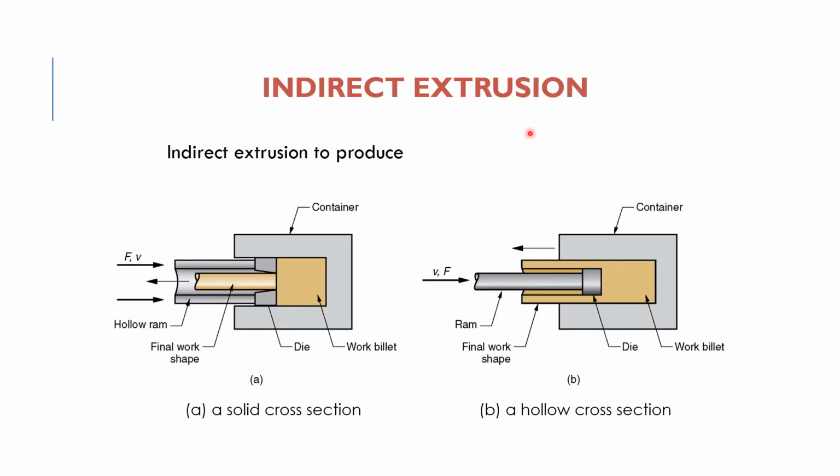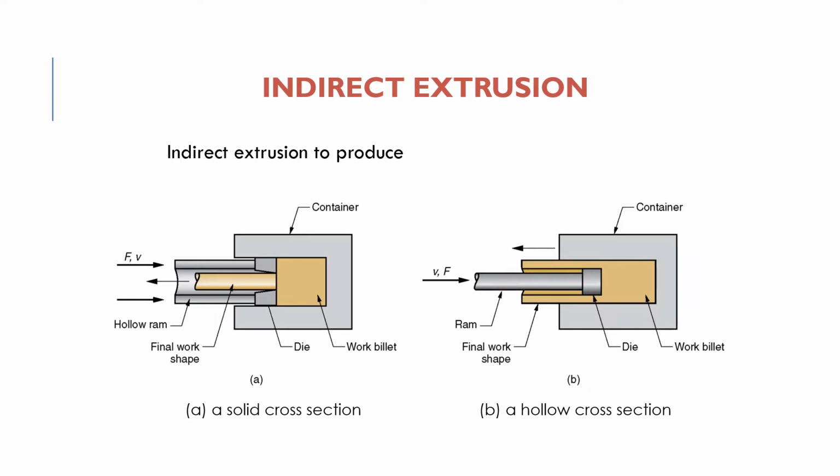So indirect extrusion is used to produce a solid cross section and also a hollow cross section product. If you can see, the difference will be the direction of the work material that is coming out. It will be inverse to the direction of the force. Once you give the force over here, the product will come out in the center here. And as for the hollow part, it will be like this one.